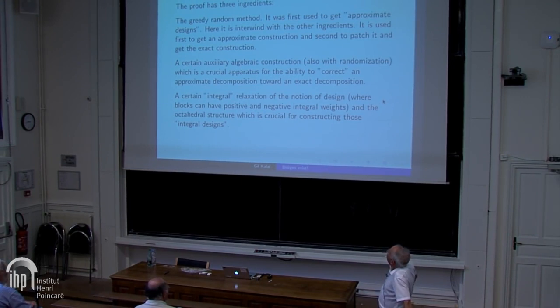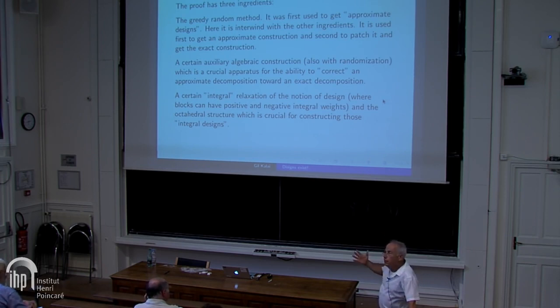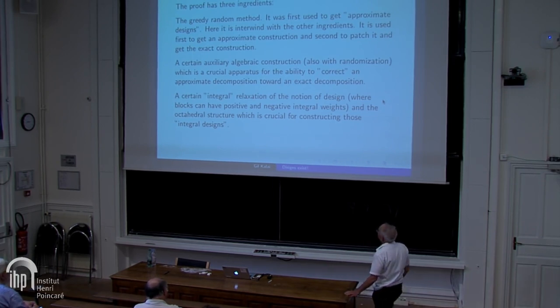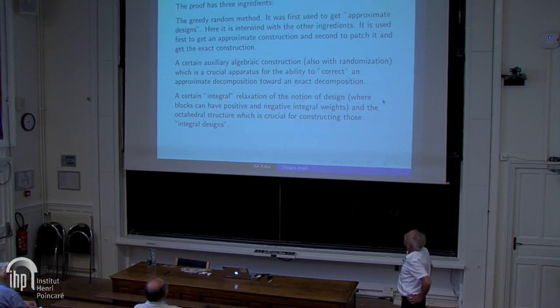And here the method is intertwined with other ingredients. First, it is used to get an approximate construction for the design, and then it is used to patch the approximate construction to get an exact construction. And one can fairly say that Keevash's proof is spoken in the language of the greedy random method. So most of the proof uses and reuses this method in various ways.